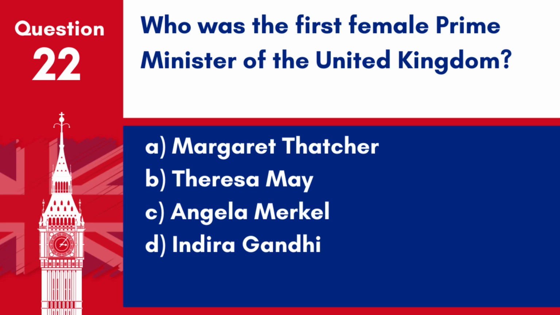Question 22. Who was the first female Prime Minister of the United Kingdom? A. Margaret Thatcher. B. Theresa May. C. Angela Merkel. D. Indira Gandhi. Answer A. Margaret Thatcher. Margaret Thatcher was the first female Prime Minister of the United Kingdom, serving from 1979 to 1990, known for her conservative policies and strong leadership style.